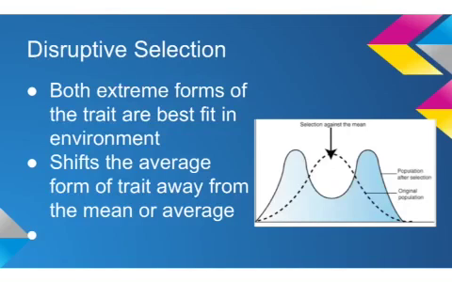Disruptive selection is when both extreme forms of the trait are best fit for the environment. So this is going to shift the average form of the trait away from the mean or the average. So maybe the average form fell right in here. And after whatever that natural event was or that environmental change was, you get a new average mean over on this side of the chart and a new average mean over here as well. So it's basically selecting for two different traits.